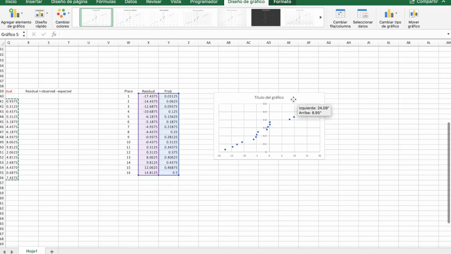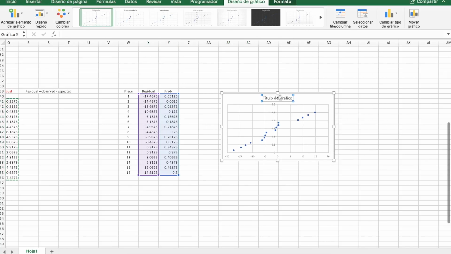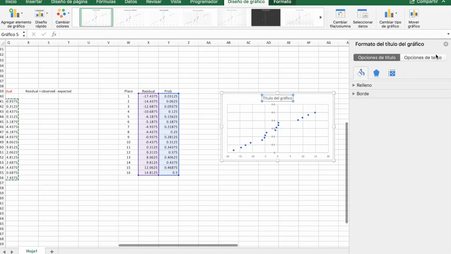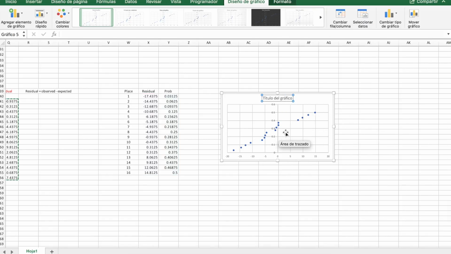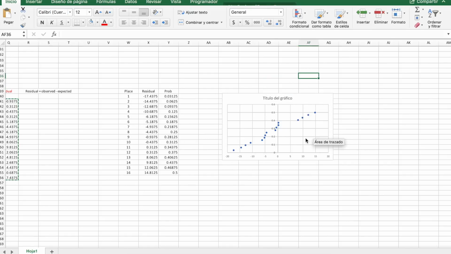Dispersion plot. We do this graph so we know there's no data out of place. You can see that the dots kind of follow a line. There's no dot out of place.